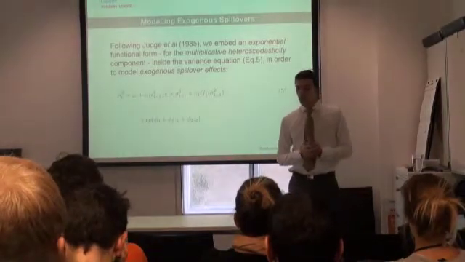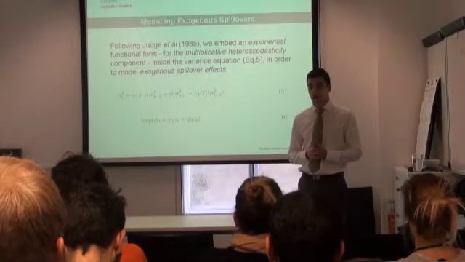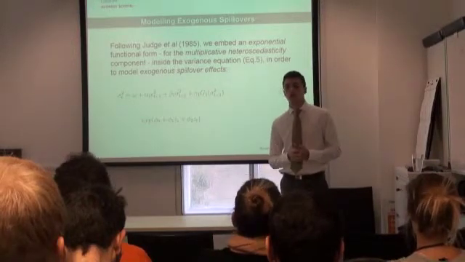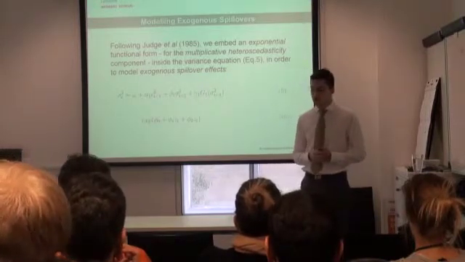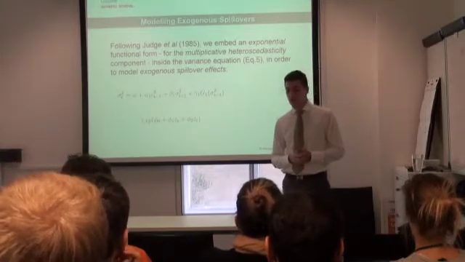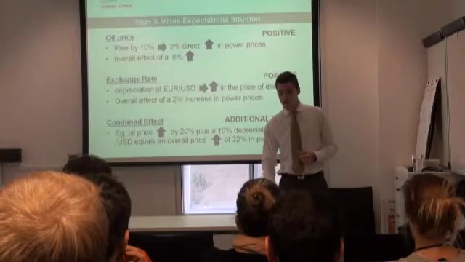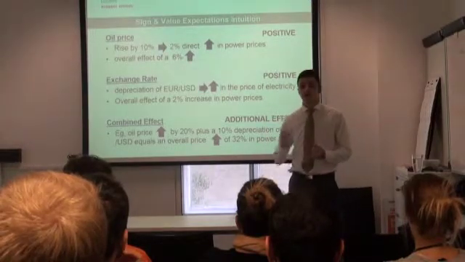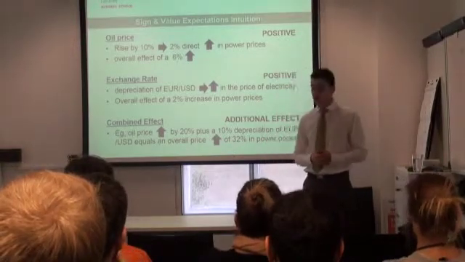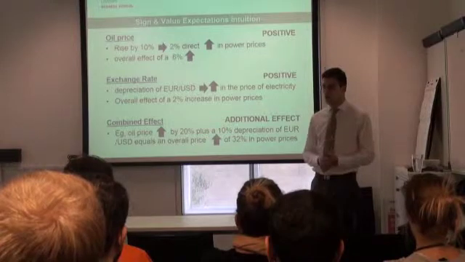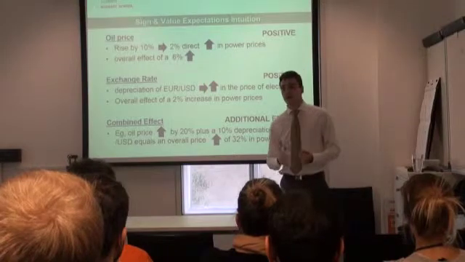So we also model exogenous spillover effects. We embed an exponential functional form within the conditional variance equation in order to model these exogenous spillover effects coming from the oil price and the euro-dollar exchange rate, in order to define the multiplicative heteroscedasticity component. We expect oil prices to have a positive effect on the returns and the volatility of electricity prices, and the same for the exchange rate. In terms of the combination of the two, we expect an additional effect.